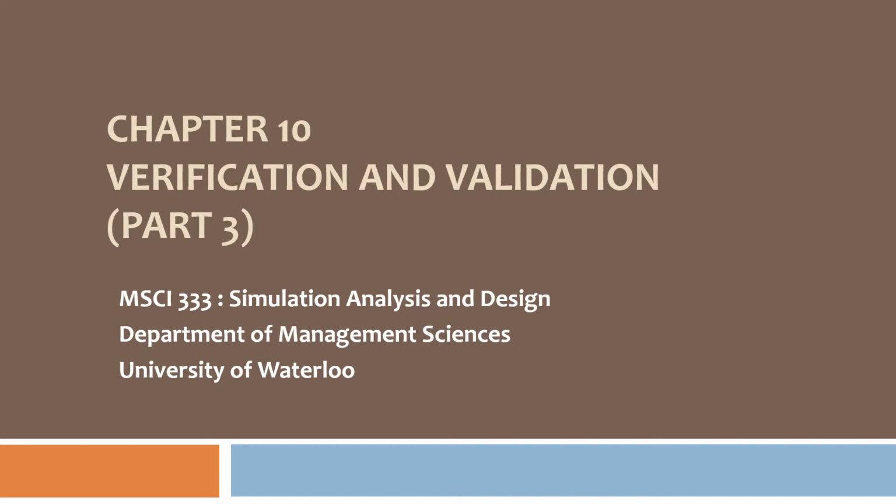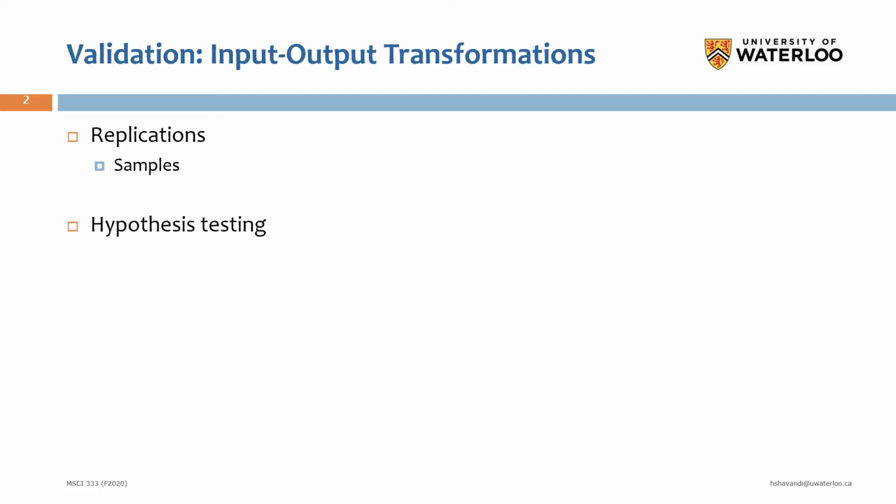Chapter 10, verification and validation, the last part of videos, part 3. As we saw in the previous part, part 2, in our example, we run the simulation model for n replications. So we have a sample data with size n, and then we can apply a hypothesis test to see if the results obtained by the simulation model are consistent with the results obtained by the real system.